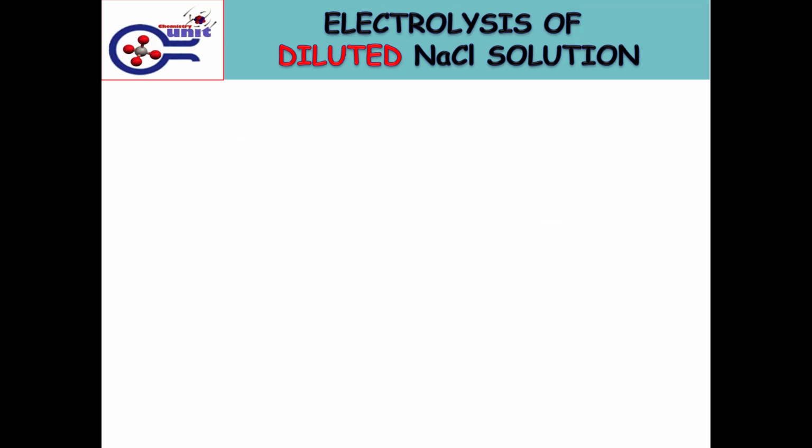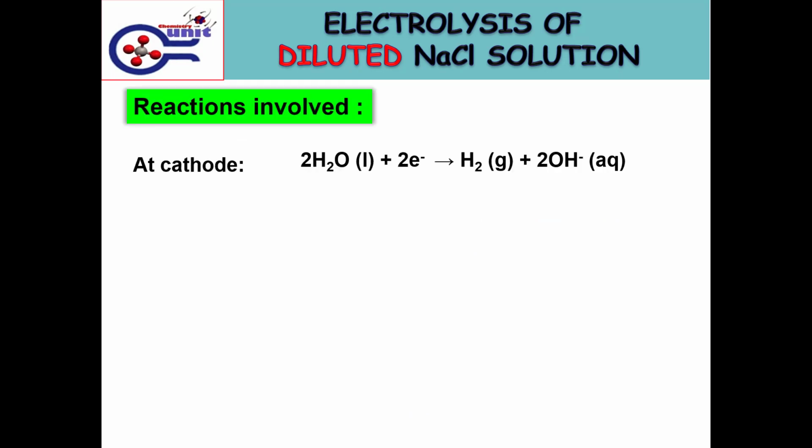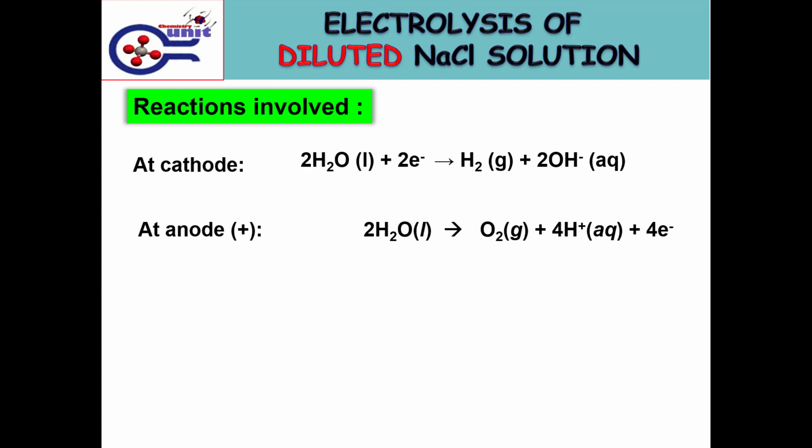The reaction involved at the cathode: water reduces to form hydrogen gas. At the anode, water oxidizes to form oxygen gas. To balance the equation, we need to multiply the equation at the cathode by 2 to cancel out the 4 electrons for both half equations.